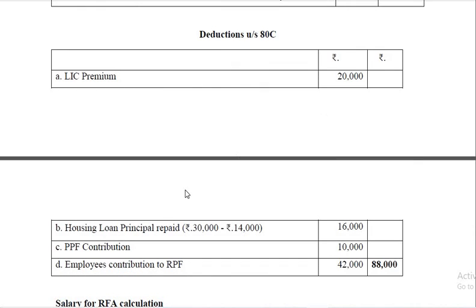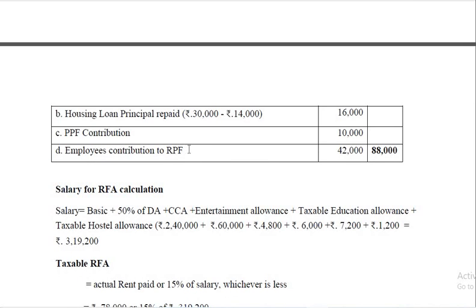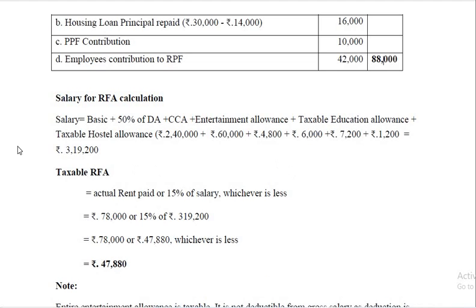Come to deduction under 80C, very simple. LIC premium, housing loan principal repaid 30,000 minus 14,000, provident fund contribution 10,000. Employees' contribution to recognized provident fund, that is 14% of salary of 3 lakh, 42,000. So the total is 88,000.